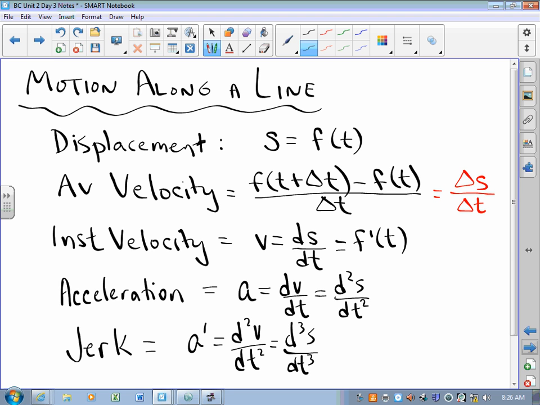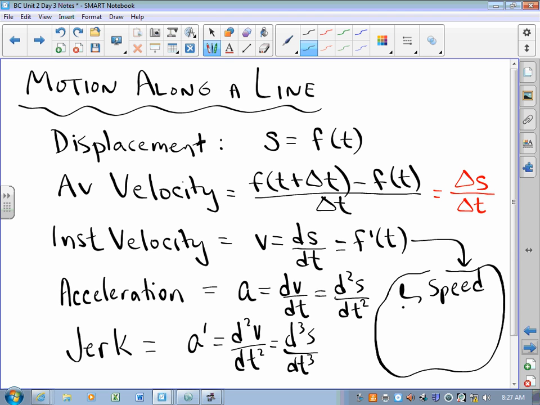I will bring in one other quick side note coming off of velocity. Speed is different than velocity. Speed is the absolute value of velocity. It is the absolute value of the derivative of displacement with respect to time. Speed is always positive. Whether velocity is positive or not, speed is always positive.